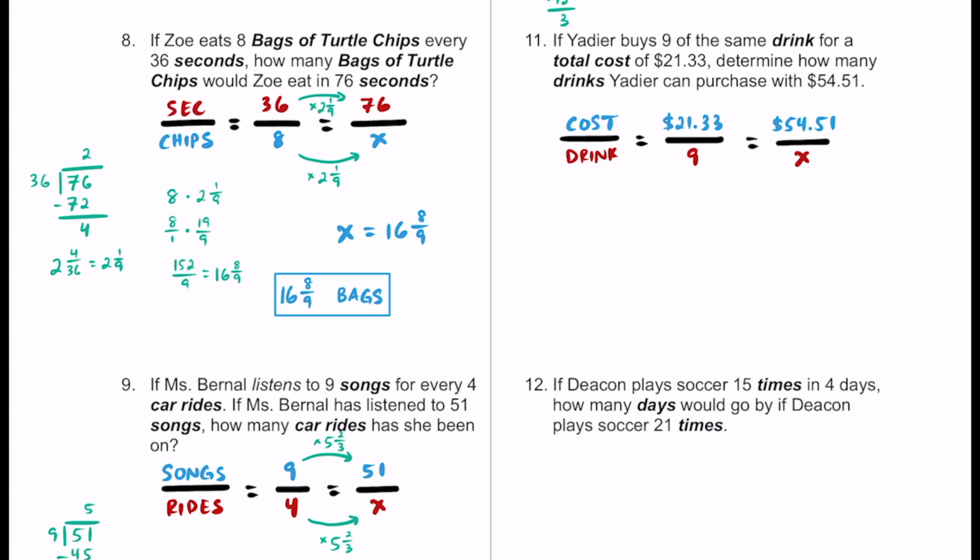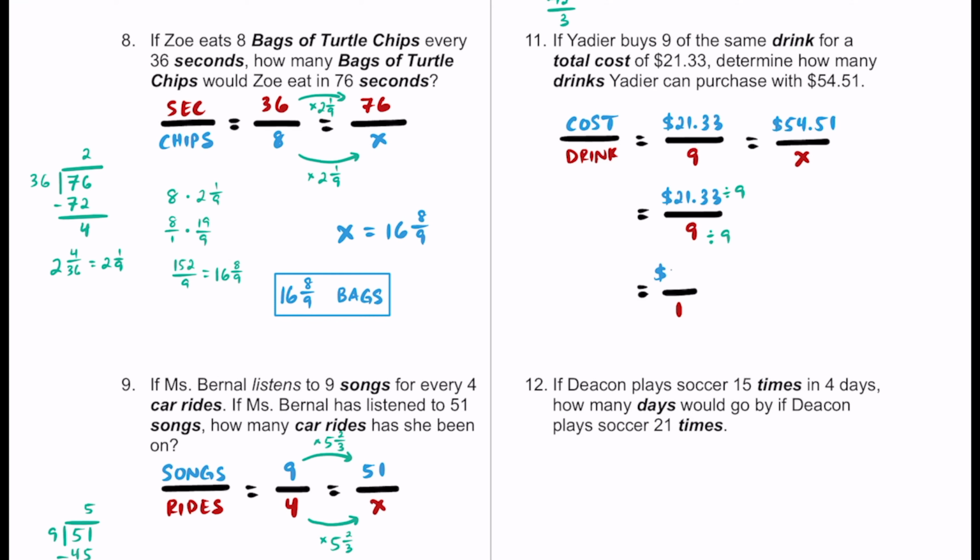Now, this one's a little bit interesting because if we try to figure out 21.33 into 54.51, it might not be the nicest thing here. So something that you can do is use unit rates, and that generally can help out a lot in determining some of these things. So let's take our cost for 9 drinks initially. What we're going to do here is find the unit price, or just the price of one of these drinks first. If we divide these both by 9, then we're going to find the price for one drink. If you do that long division, 21.33 divided by 9 is going to equal $2.37.